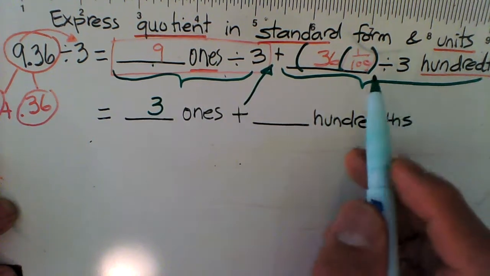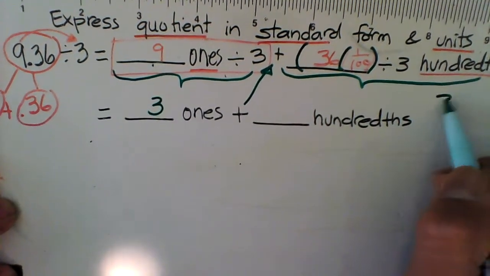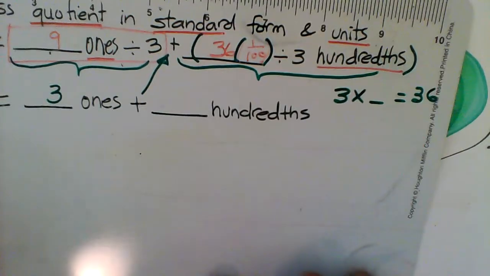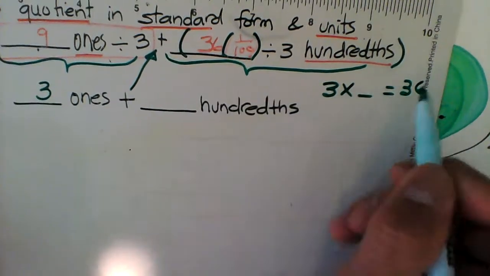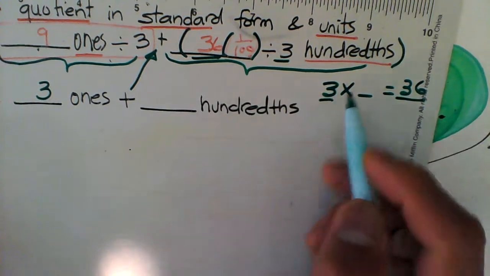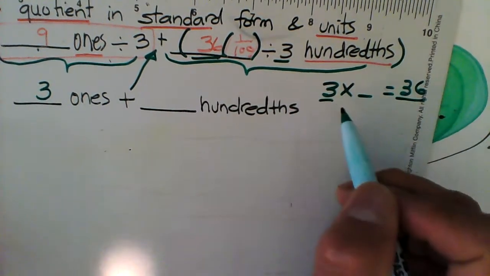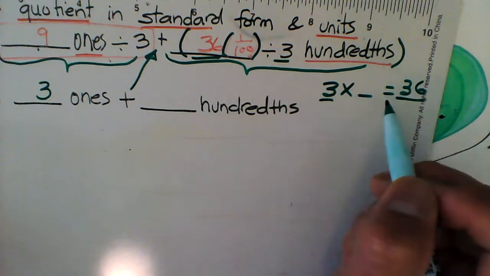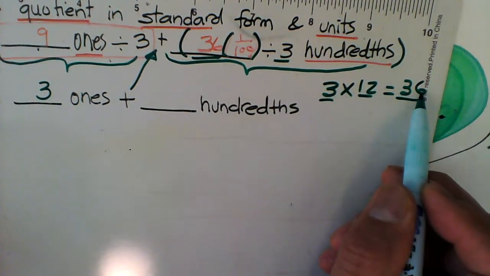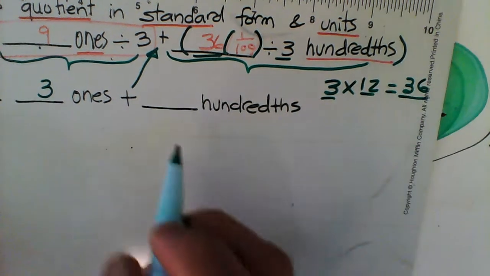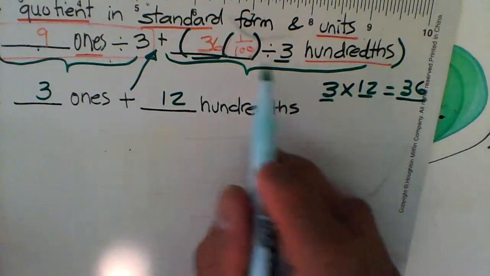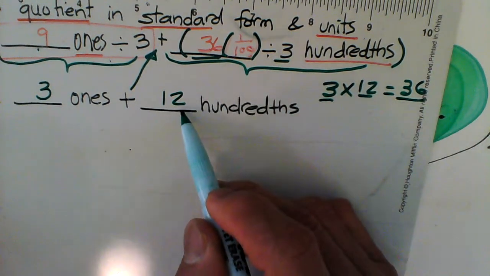Now, the answer will be, well, we all know that, let me just write this one, 3 times a number equals 36. Oh, well, let me show you this. My apologies. So 3 times a number equals 36. So I have 36, I have 3. I know that 3 times 10 equals 30, so this is probably 12. 3 times 12 equals 36. So now you write the answer here. When you divide 36 by 3, then the answer is 12 hundredths.